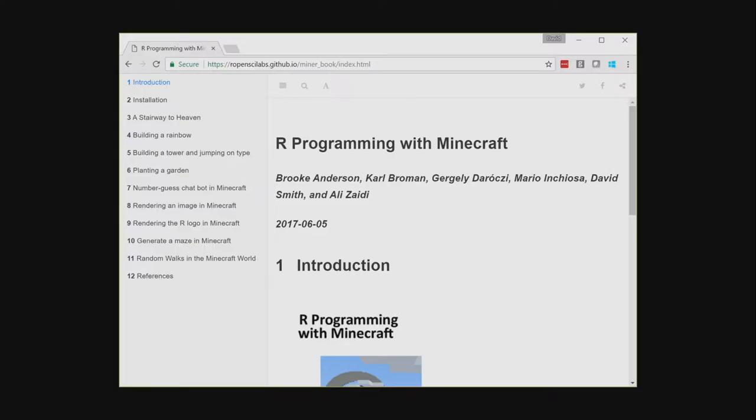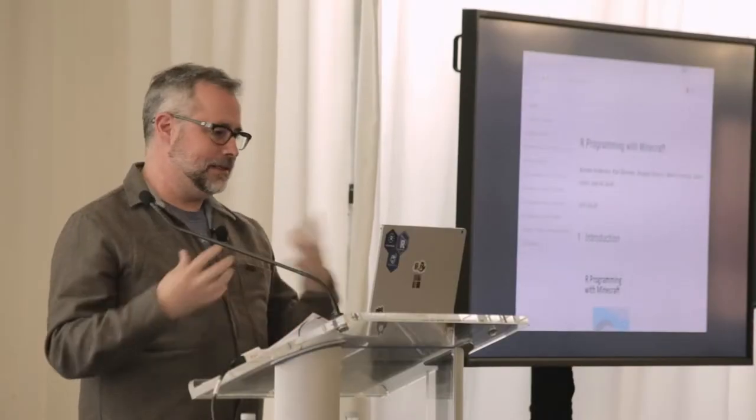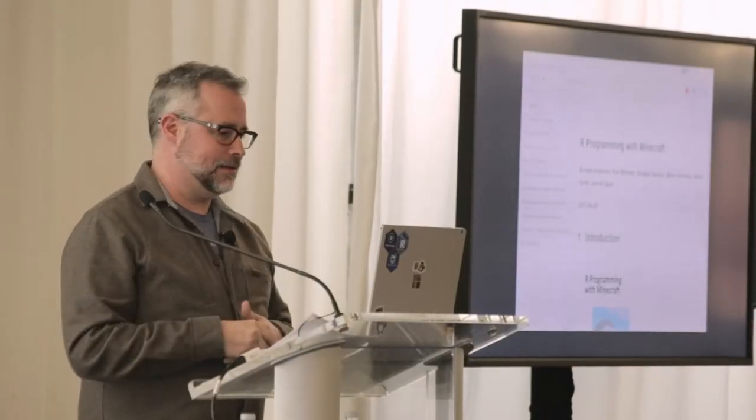All right, and in fact, here is the book. There is the link where you can find it and read it. It's called R Programming with Minecraft. And if you have a look at the section on the left-hand side, you can see all the things you can do: build a staircase, build a rainbow, build a tower, plant a garden, all sorts of things that the kids might want to have fun doing. They can either write themselves or just use the recipes that are available in this book.